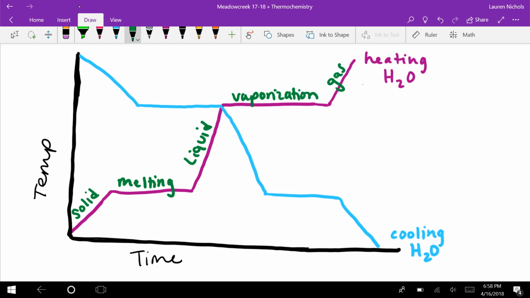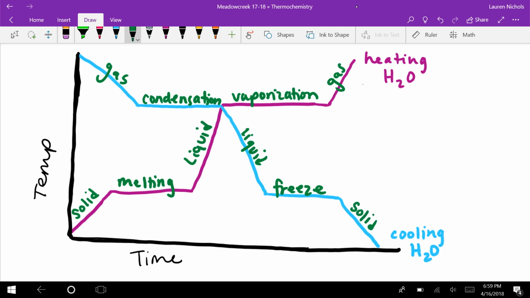Well, with a cooling curve, it is the opposite. You start with a gas, and then the opposite of vaporization is condensation. And then you have a liquid, and then you begin to freeze, which is the opposite of melting, and then you end in a solid.